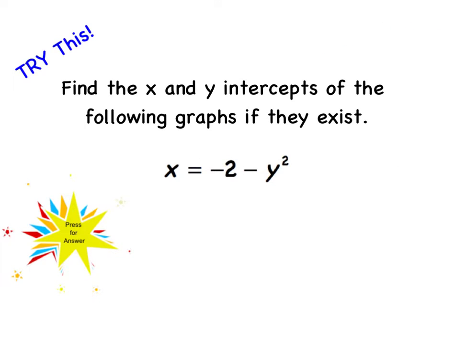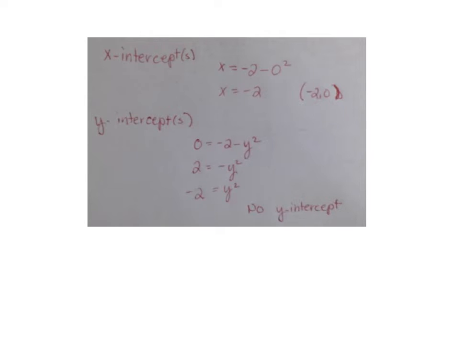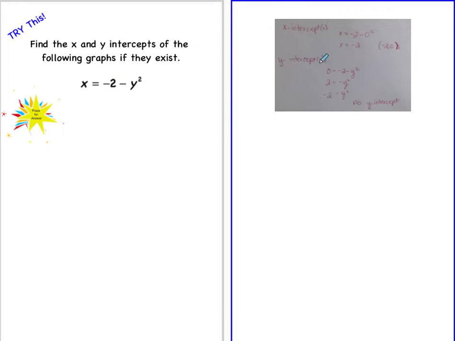I'd like you to try finding the x and the y-intercepts of this graph if they exist. Press pause on your video. When you're ready to see the answer, press play. So as you can see, to find the x-intercept, I plugged in 0 for y, and then I solved for x. I found that x was -2, so my x-intercept is -2, 0.